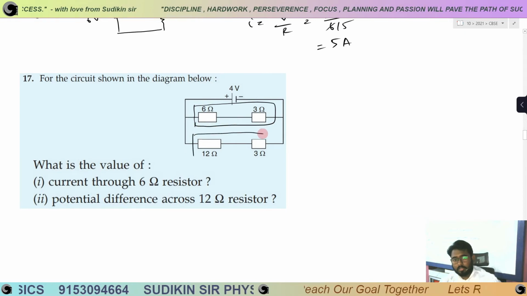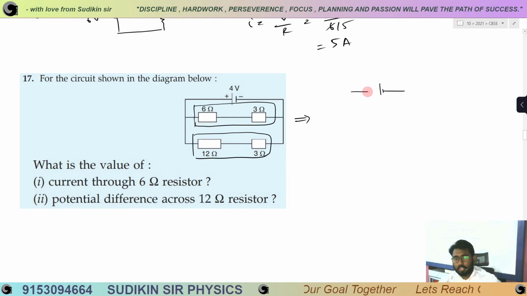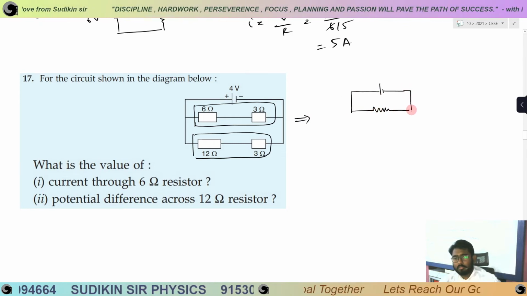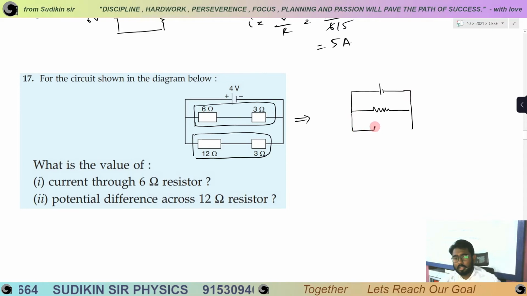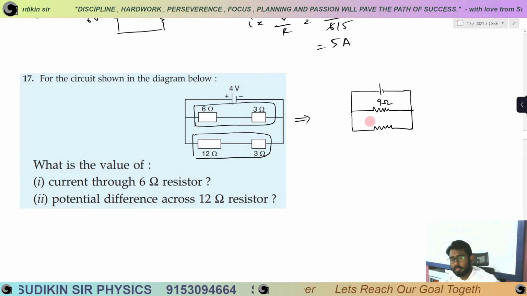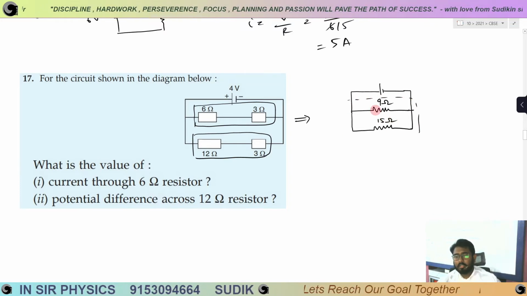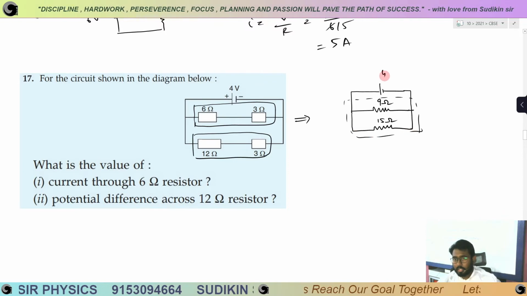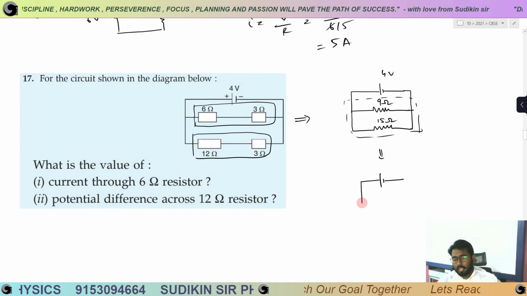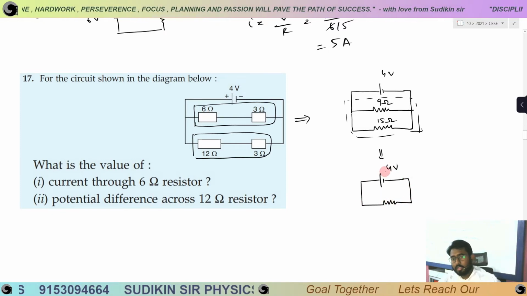Okay, and this one is also in series. So can I write this one as, this is 4 volt, okay? And this one will be 6 plus 3. So what will be the value? 6 plus 3? 9. And this one will be 12 plus 3. So this will be 9. This will be 12 plus 3, 15 ohm, right? Now tell me, are they in series or in parallel? They are in parallel. So can I write them as, this is 4 volt and we have one of them in parallel. So this is 4 volt, 9 and 15.